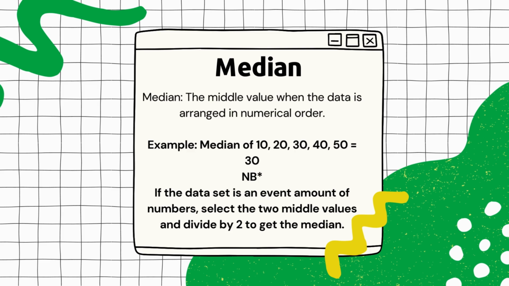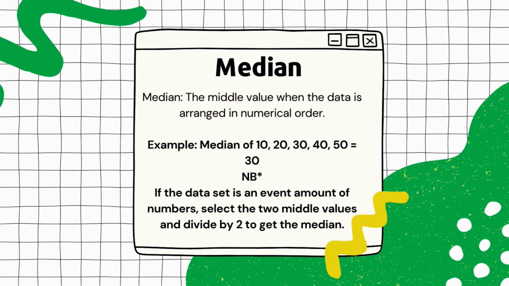So remember, anytime you have an even amount of numbers, what you simply do is select the two middle values and divide by 2 to get the median. Simple, simple, simple as that for mean, mode, and median.